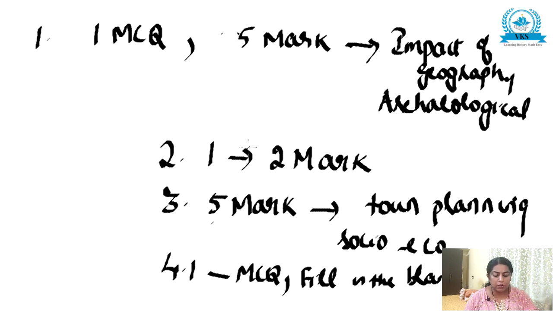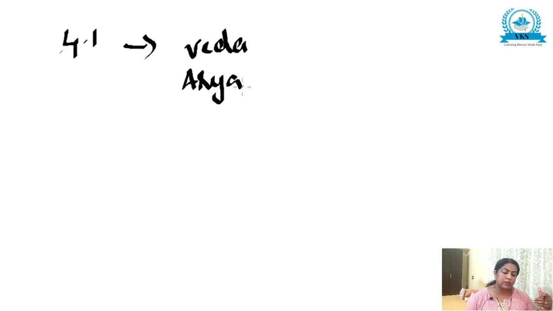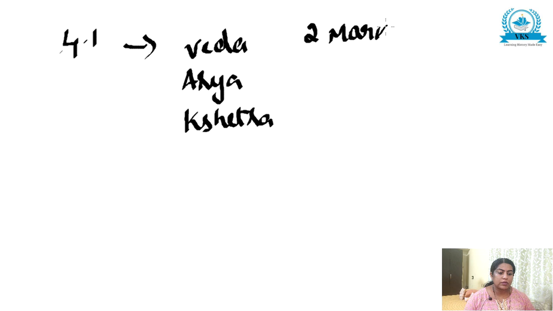If you think about MCQs or 2-mark questions from chapter 4.1, that is Vedic age, you can think of questions like what is the meaning of the term Veda, or Arya means, then the meaning of the word Kshetra. All these kinds of questions can come as MCQs. Regarding 2-mark questions, questions can come like name any 2 Vedas, or name any 2 Varnas, or name any 2 groups which help the king in administration during the Vedic period.